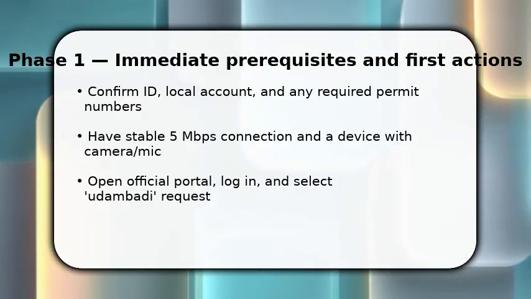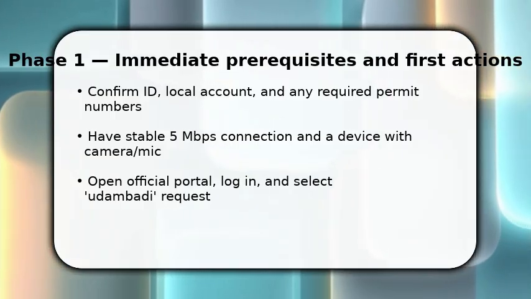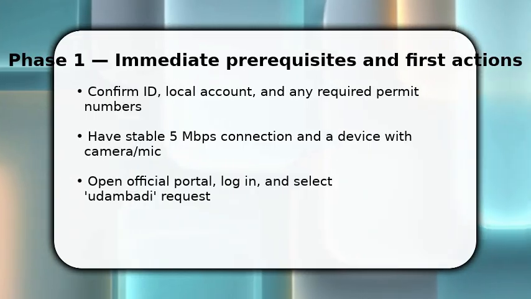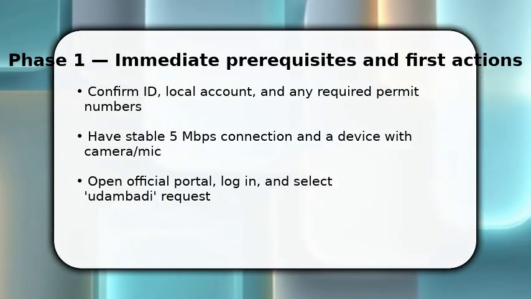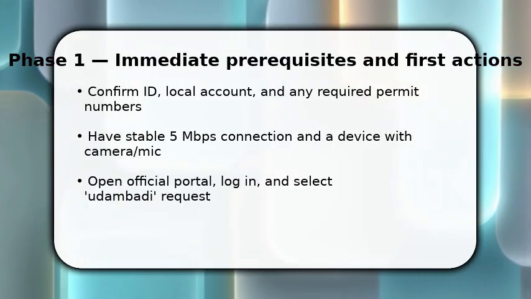You start with 3 essentials: ID, a verified local account, and stable internet. Once those are ready, move immediately to the portal. Log in, navigate to the Kreupasanam services, and choose the online Udambadi form. This begins your formal request.